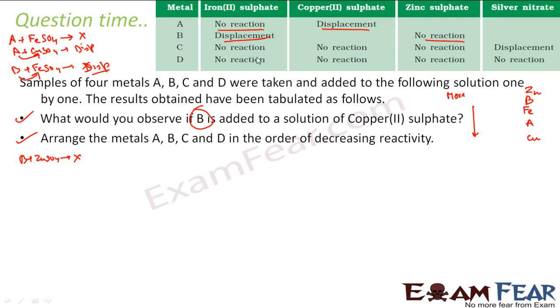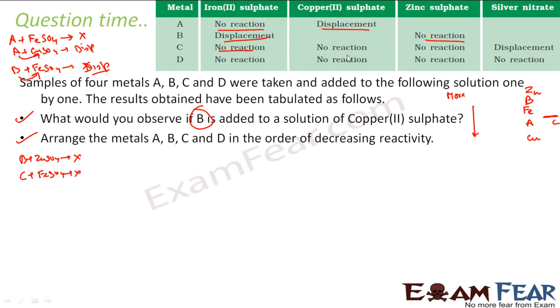C, when it reacts with iron, there is no reaction. So C plus FeSO4, there is no reaction. That is, C is weaker than iron. So, weaker than iron, I can place C anywhere. C can be somewhere down this line, right? We don't know where it is, but somewhere down the iron, correct? We don't know the actual position where C will be, but somewhere here it will be.